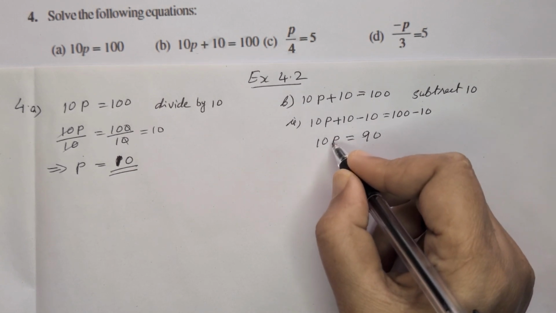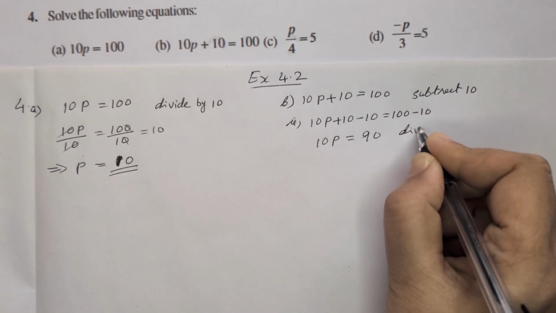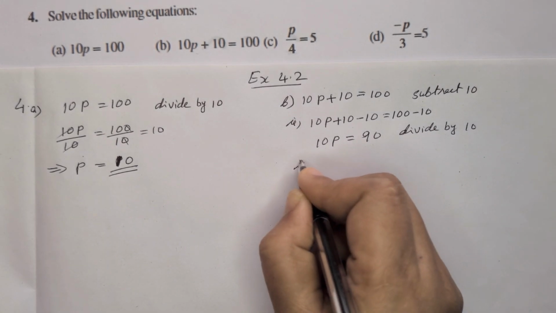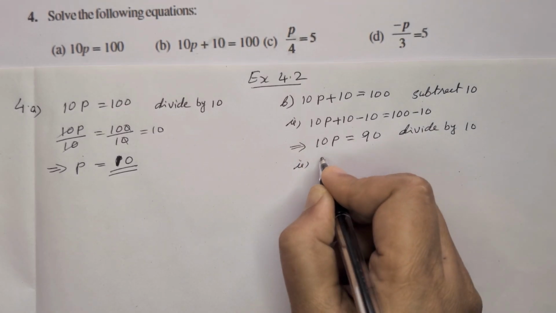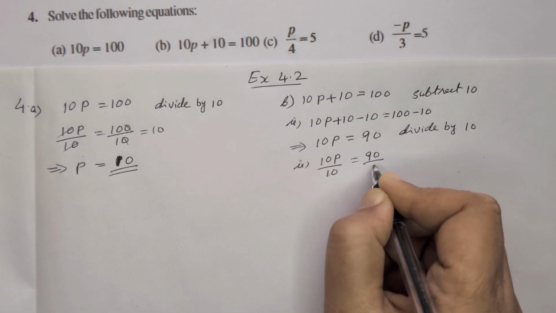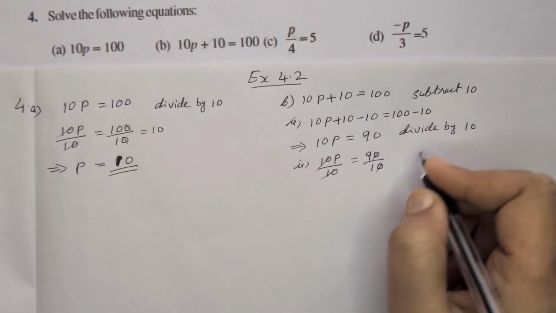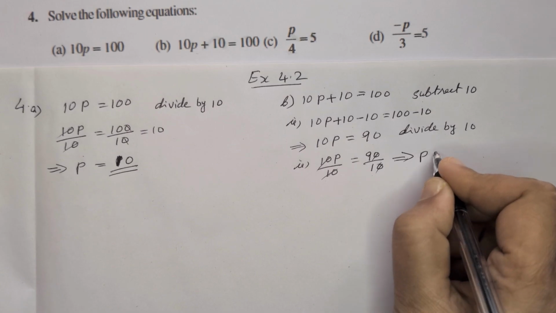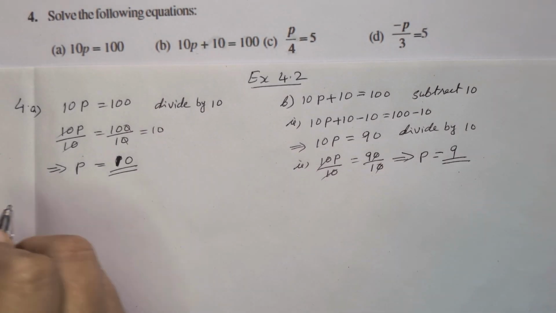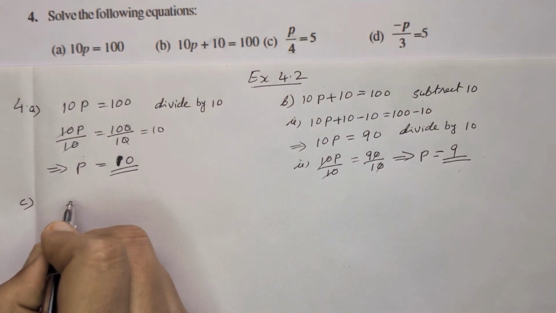Now to remove this 10 from left side, you have to divide. Divide by 10. That is 10p by 10 is equal to 90 by 10. Can cancel this one. Here also by 10, which implies p is equal to 9 by 1. That means 9. Now C. P by 4 is equal to 5.